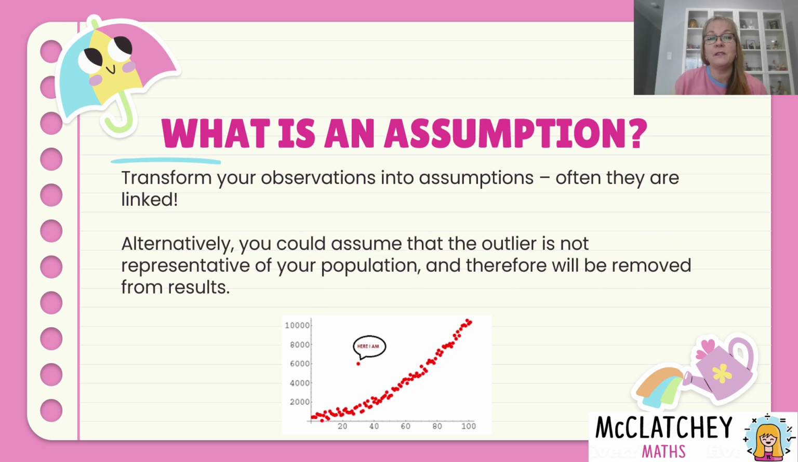So we've just seen that there. We might decide that that outlier is an error or it's not representative of the rest of the population in that scatter plot, and we may choose to remove it from the results. So we've got to assume it's not going to affect the results or assume that it's not reflective of the whole population. So you can see here an outlier can produce some great assumptions depending on what you decide to do with it.